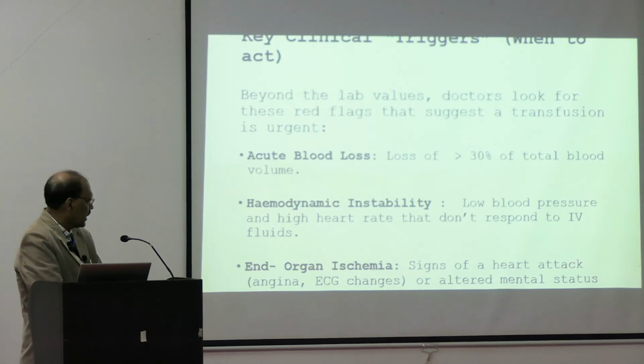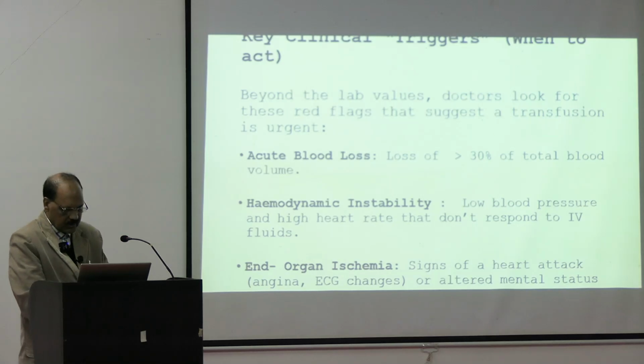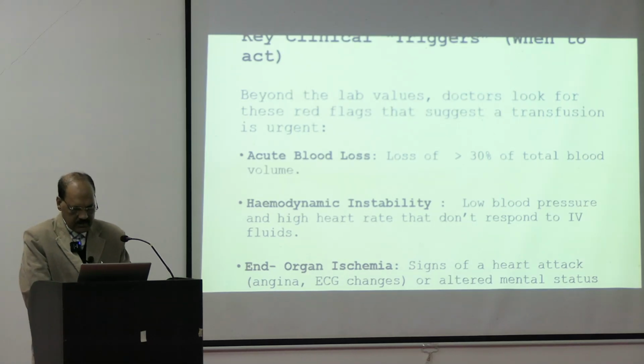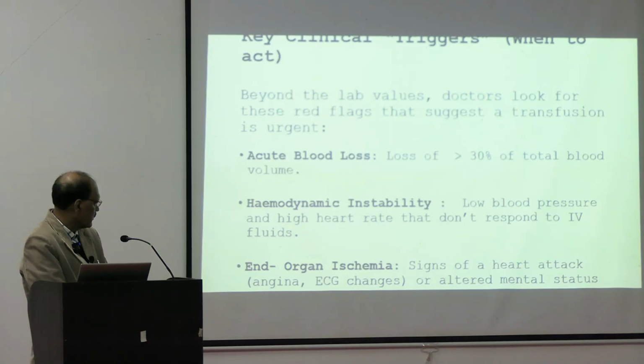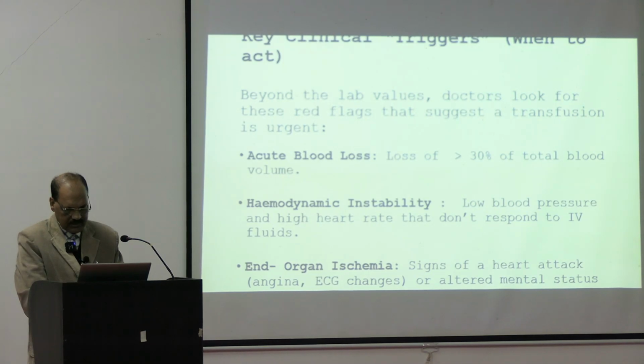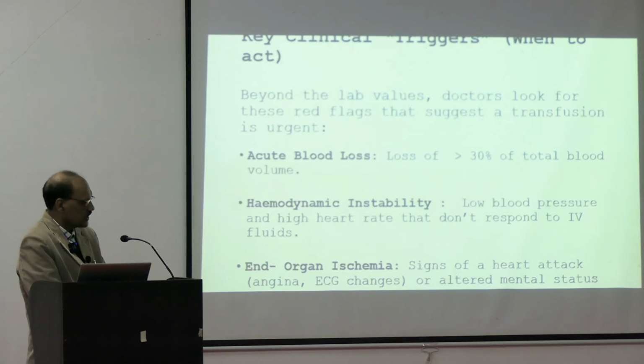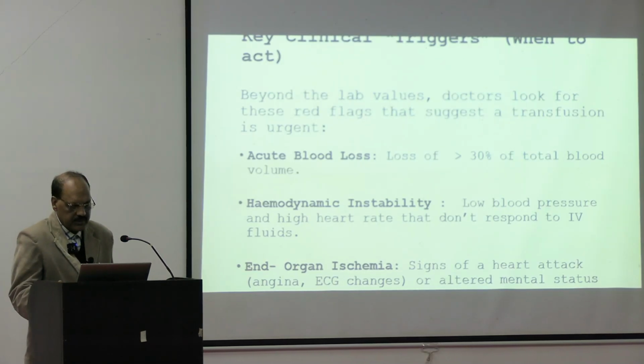Then another is end organ failure, end organ ischemia. In end organ ischemia, there are signs of heart attack, angina, ECG changes, or altered mental status caused by low oxygenation. In that case, the blood transfusion has to be given. These are trigger signs or flag signs, as we sometimes say. So these are a few indicators of blood transfusion.